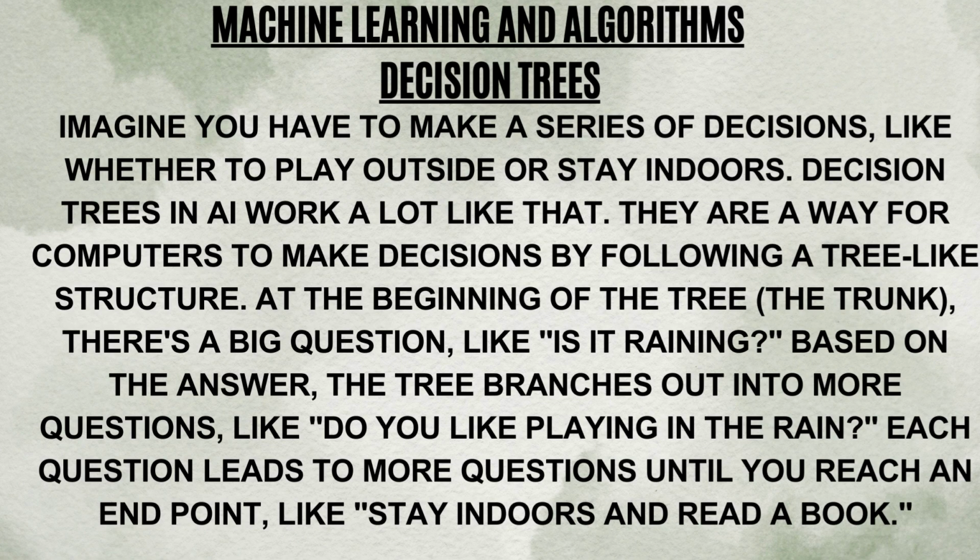Decision trees. Imagine you have to make a series of decisions, like whether to play outside or stay indoors. Decision trees in AI work a lot like that. They are a way for computers to make decisions by following a tree-like structure. At the beginning of the tree, the trunk, there is a big question, like, is it raining? Based on the answer, the tree branches out into more questions, like, do you like playing in the rain? Each question leads to more questions until you reach an endpoint, like stay indoors and read a book.